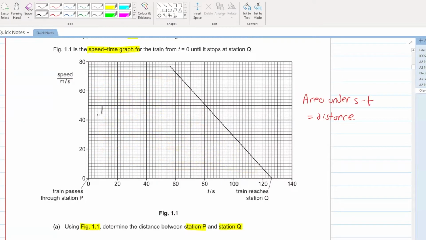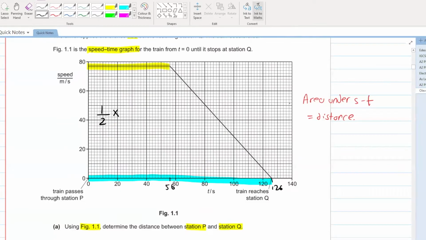What is the formula for the area of a trapezium? 1 upon 2 into the sum of parallel sides. What are the parallel sides here? This one and this one. These two are the parallel sides. What is the value of this yellow parallel side? This is 56. What is the value of this blue parallel side? This is 126.